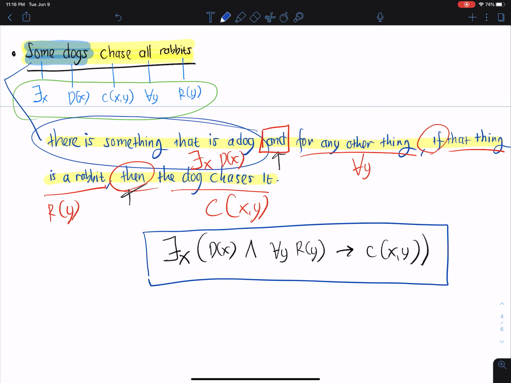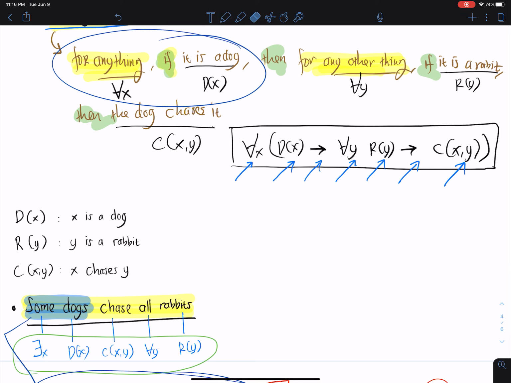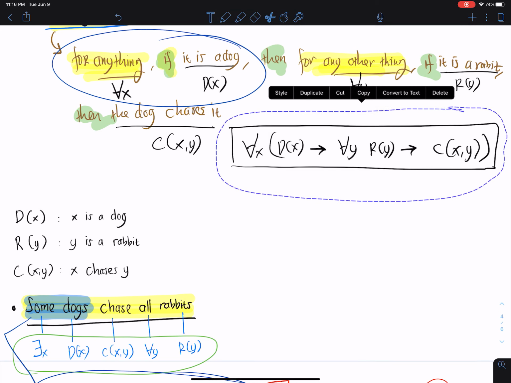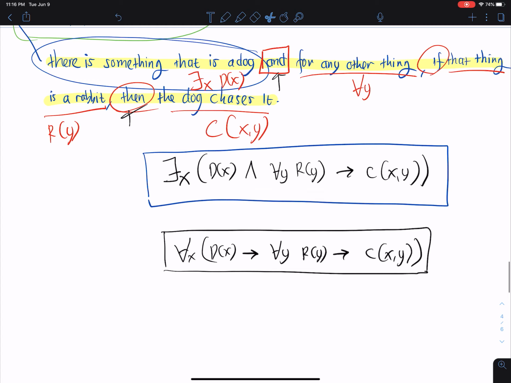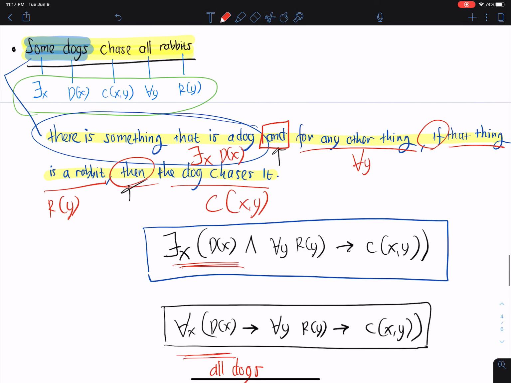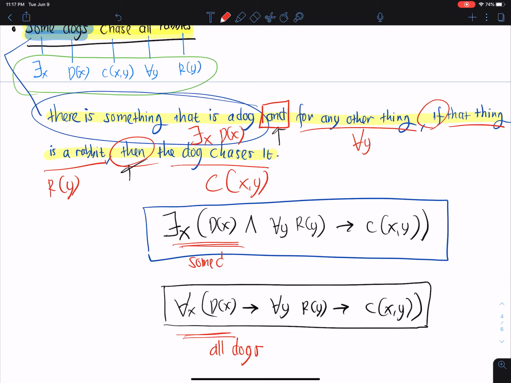Okay, so for the previous example, this is what we have. Let me just clear off this one first, so I can copy it and put it down there, so we can easily compare. Okay, hold on now. Okay, now you can see it's almost similar, but we have a big difference here. Over here we have all dogs, but over here we have some dogs.